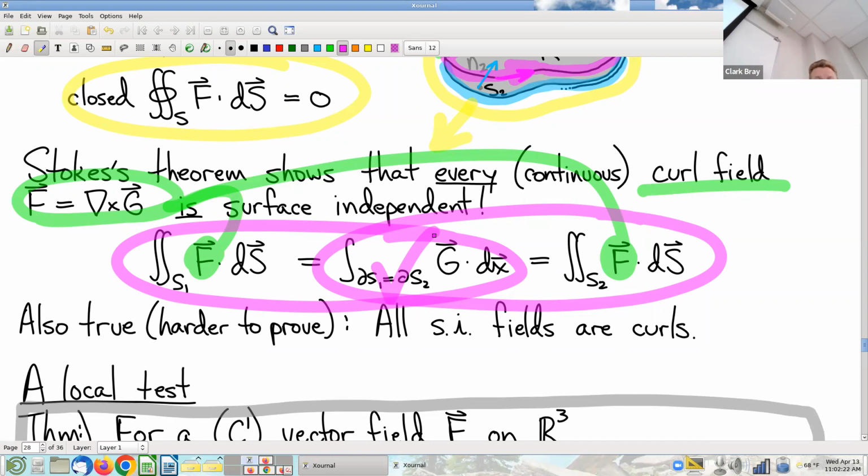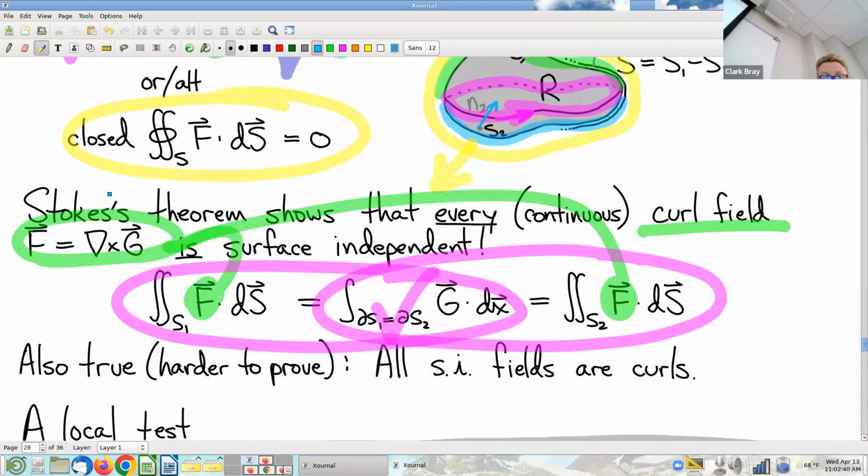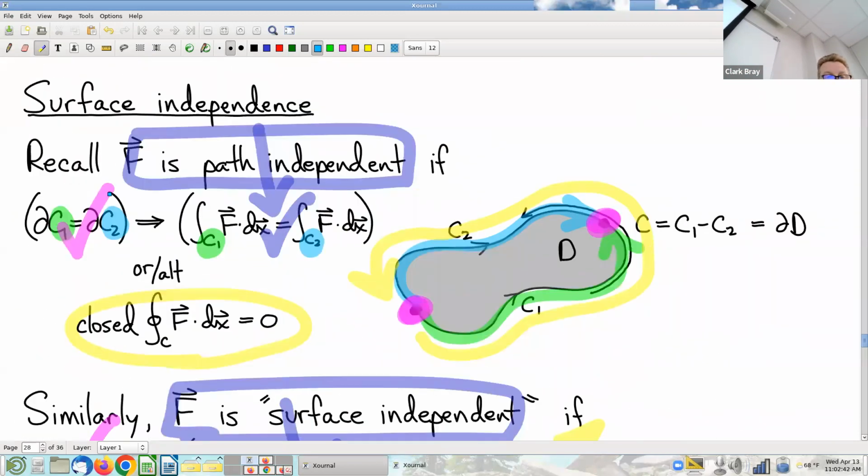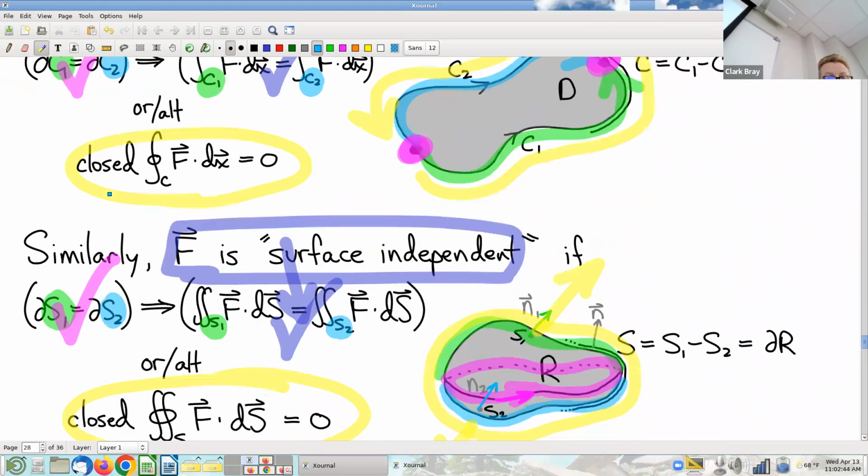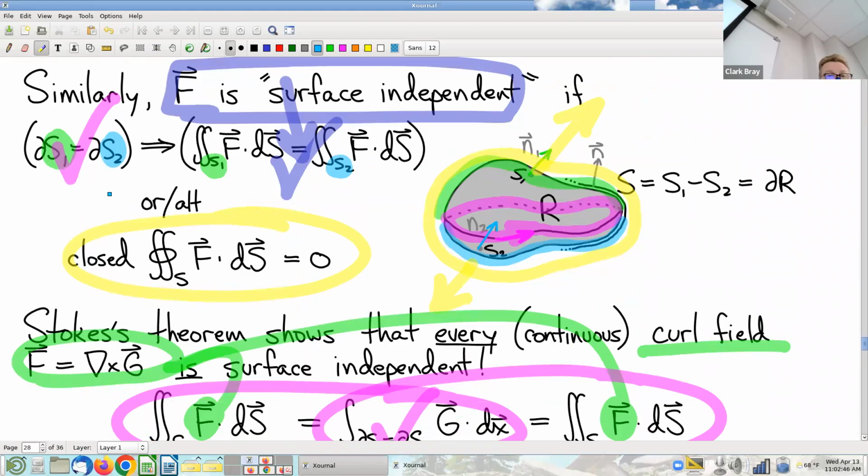G is, I guess you'd call it, the anti-curl. I'm claiming F is the curl of something, so G is just whatever that thing is that it's the curl of. Okay, so every gradient is path independent. Every curl is surface independent.